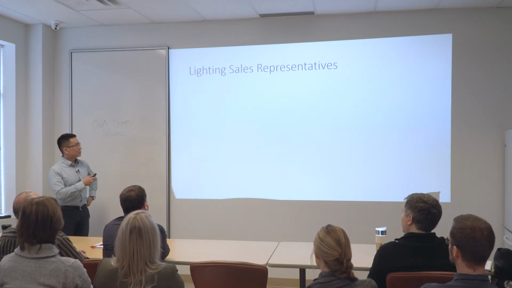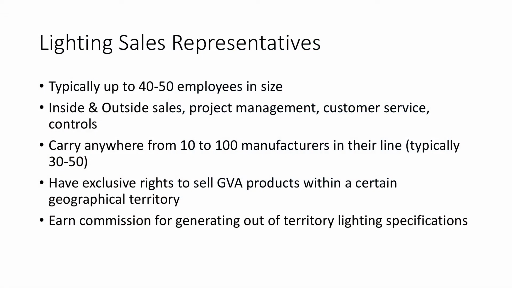So we mentioned lighting sales reps. This is a big part of today's presentation because they serve a lot of functions in the sales process. Typically, they can be up to 40 to 50 employees in size. But that really depends, because one of GVA's most successful lighting reps, Independence Lighting in Pennsylvania, is a family of 3. You have your mom, your dad, and your son. And they do a ton of business with us.